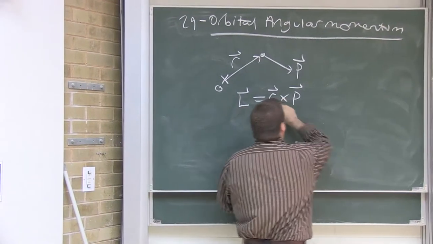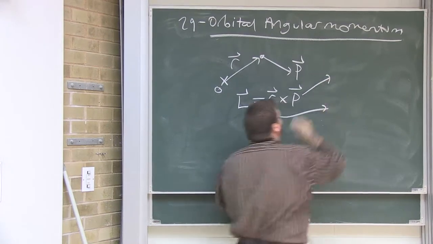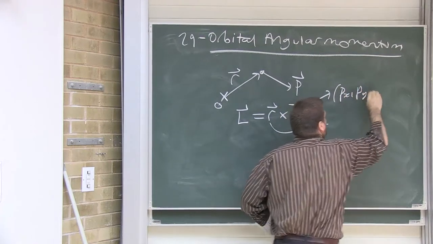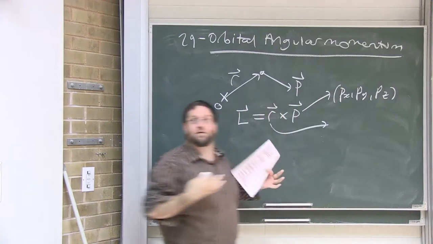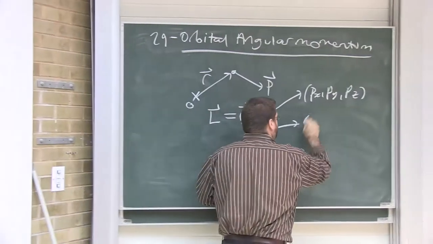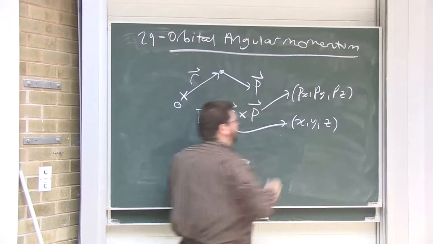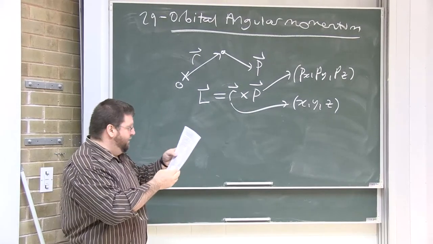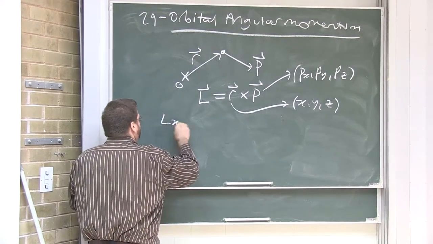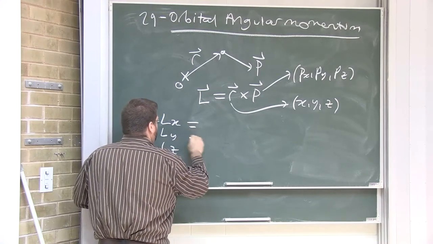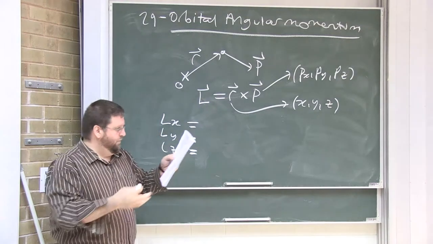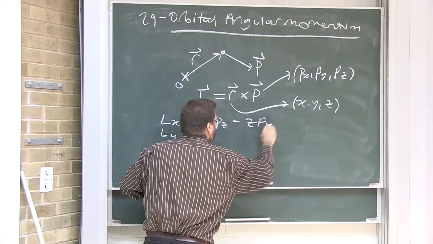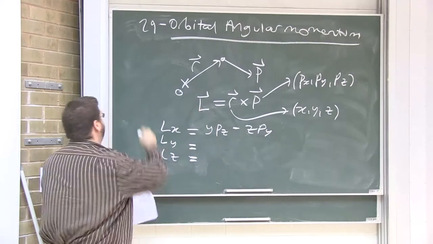So we could choose to write both p and r in terms of Cartesian coordinates. p has Cartesian coordinates px, py, pz. This is again in a purely classical setting. r has Cartesian coordinates x, y, z, again in a purely classical setting. You know how to do cross products, and so you could write down the Cartesian components Lx, Ly, and Lz. The x component of this formula would be y pz minus z py.